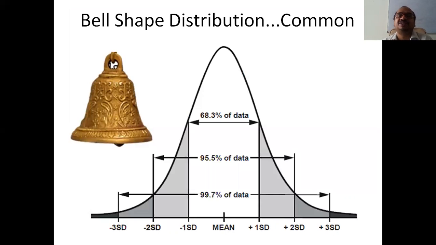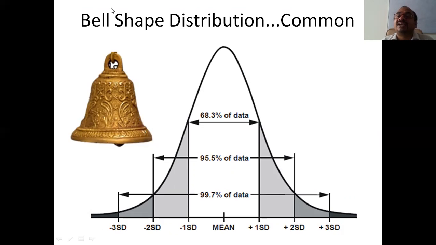Now we will see why we are calling it a bell shape. See here, this is the curve. Like this, you will get a curve. Exactly, it looks like a temple bell. The bell-shaped distribution is the most common. And this bell-shaped distribution is divided into 4 zones: 1, 2, 3, 4.